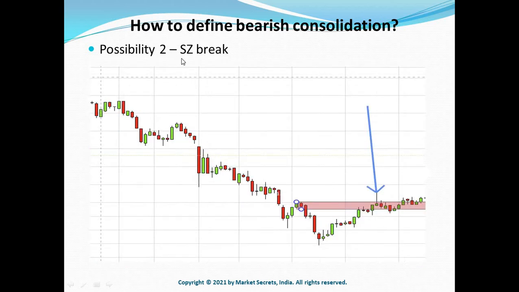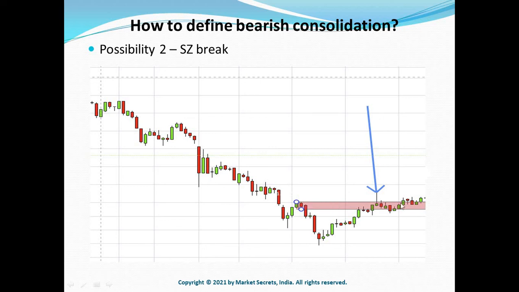Moving on to possibility number two, which is supply zone break. A valid supply zone, irrespective of whether it was formed due to a CP or a peak, if that supply zone is broken, then we are officially in the bearish consolidation phase. In this example, we were clearly in a downtrend with new valleys being created and bearish impulses creating new supply zones. But suddenly, price shoots up and breaks the supply zone which was created recently.